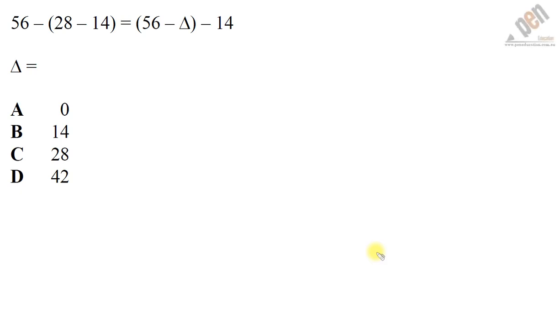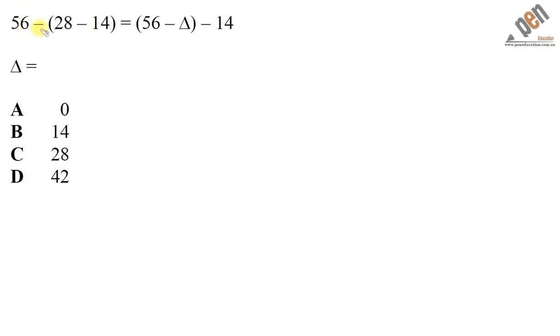56 minus 28 minus 14 is equal to 56 minus triangle, in brackets, minus 14. So what is a triangle equal to? Let's slowly start to solve this by expanding out the brackets first.